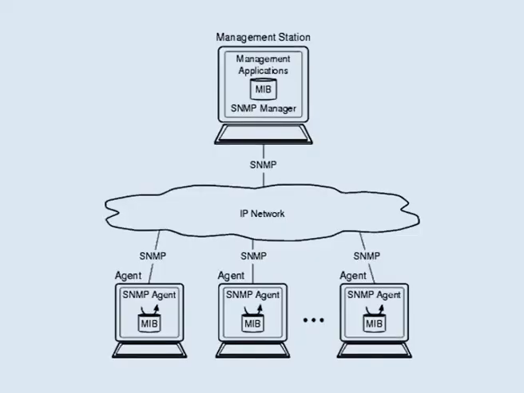SNMP exposes management data in the form of variables on the managed systems, which describe the system configuration. These variables can then be queried and sometimes set by managing applications. In typical uses of SNMP, one or more administrative computers called managers have the task of monitoring or managing a group of hosts or devices on a computer network. Each managed system executes at all times a software component called an agent, which reports information via SNMP to the manager.